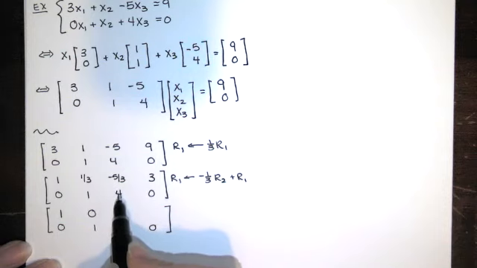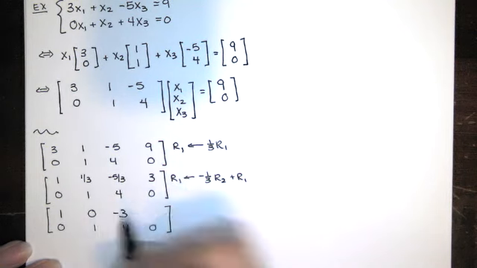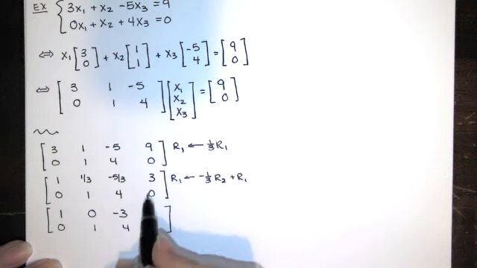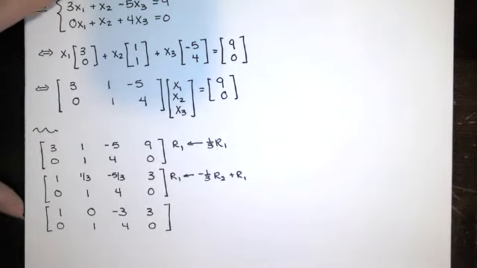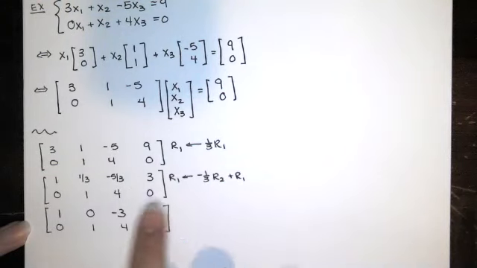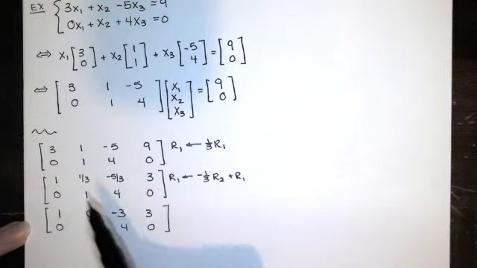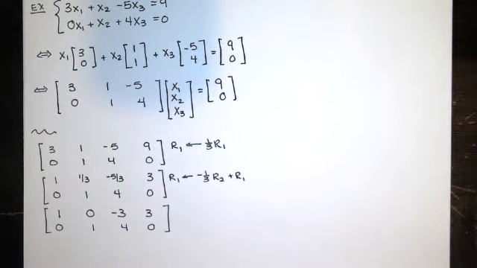Negative 1/3 times this is going to give me negative 4/3. Negative 4/3 minus 5/3 is negative 9/3. That's negative 3. And then, of course, this times negative 1/3 times 0 is 0. So we'll have a 3 there. Okay, so this corresponded to our original system. And then this corresponded to another system of equations, 1 times x1 plus 1/3 times x2 plus negative 5/3 times x3 equals 3. And then we have this last one.